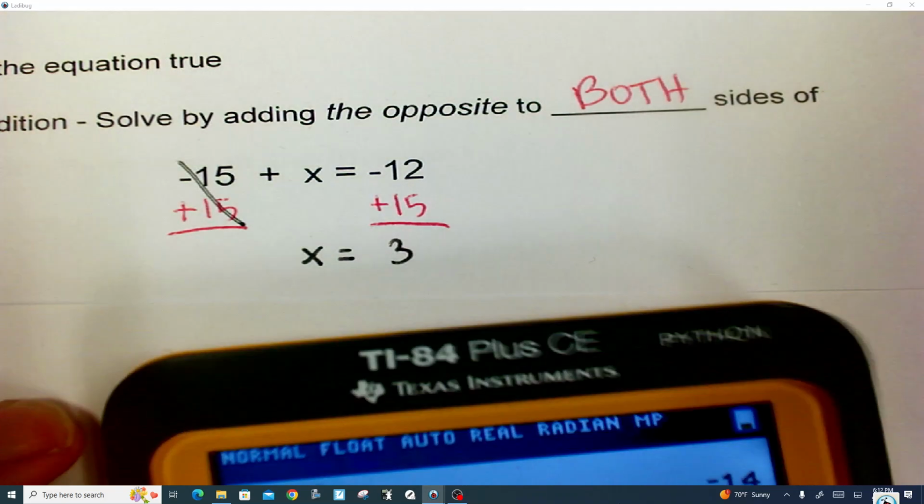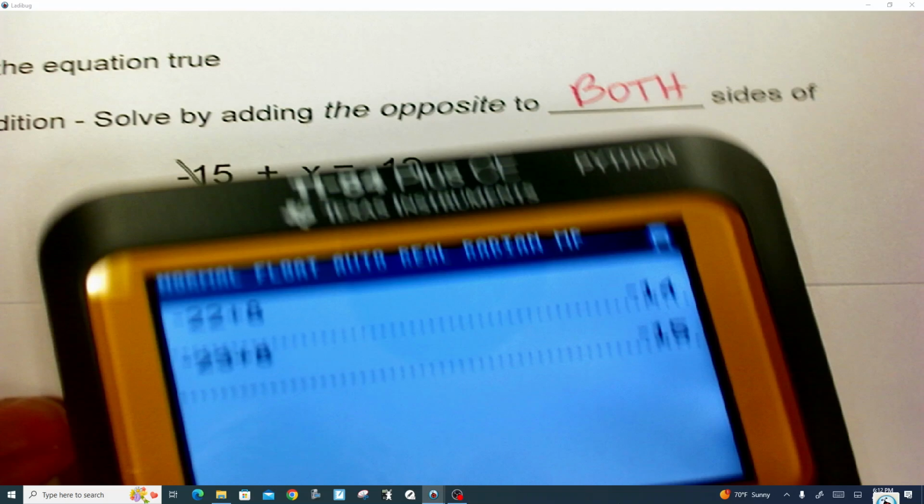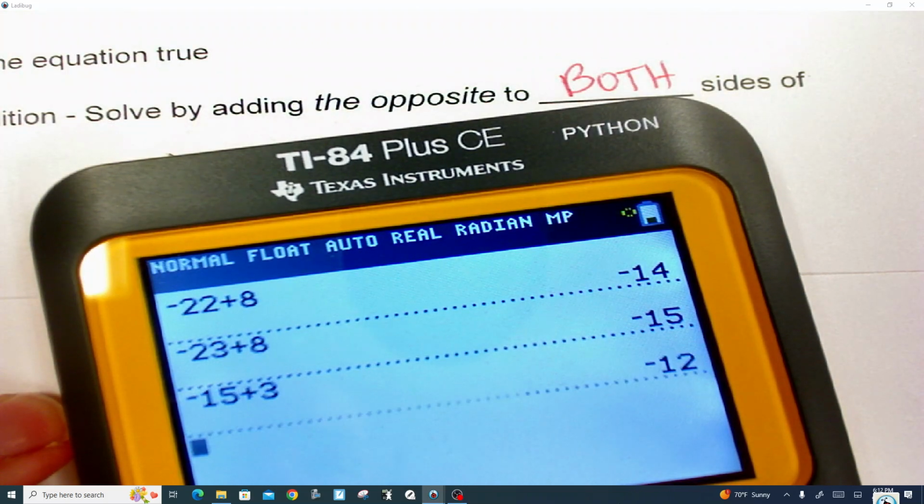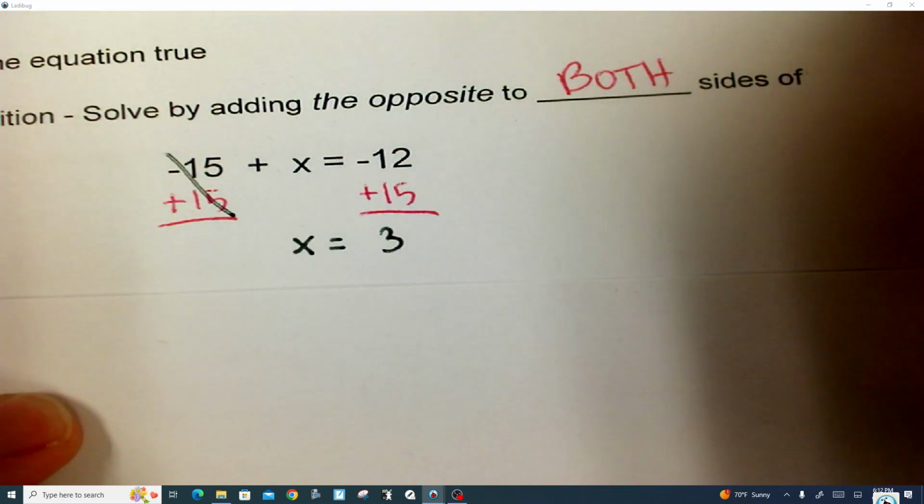Let's go check it and see if we've got it right. Does negative 15 plus 3 really equal negative 12? Yep. So we know that we're right there.